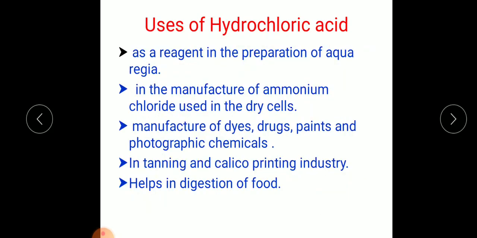So this is aqua regia. Uses of hydrochloric acid. Hydrochloric acid has many uses. It is used as a reagent in the preparation of aqua regia. It is used in the manufacture of ammonium chloride, which is used in dry cells, that is batteries. It is used in the manufacture of dyes, drugs, paints and photographic chemicals. It is used in the tanning and calico printing industry. Tanning means the leather industry, and calico is the cotton cloth printing industry. It also helps in digestion of food, as hydrochloric acid helps to break down our food in our body.